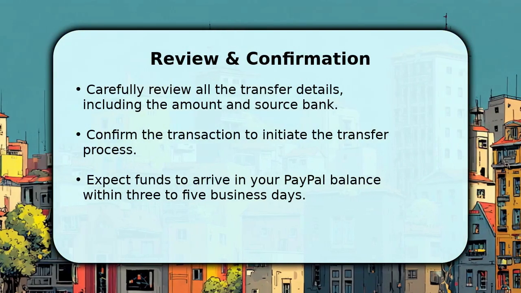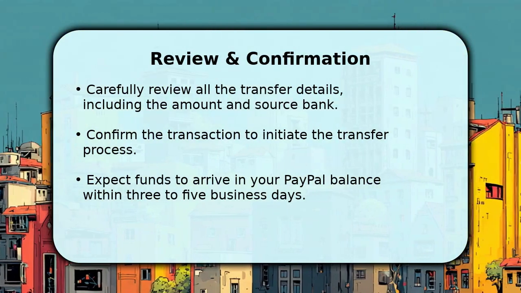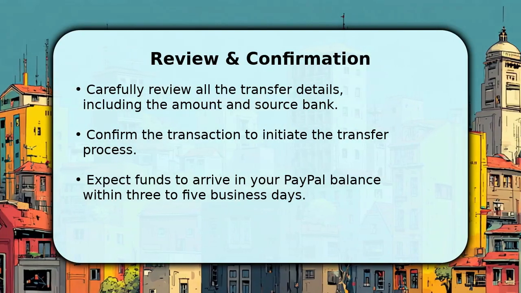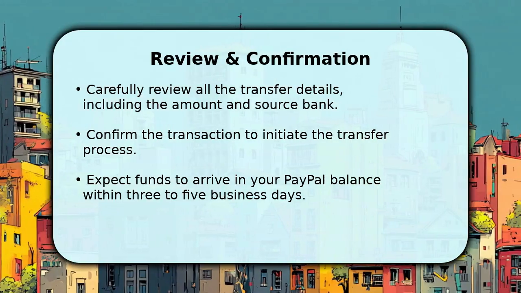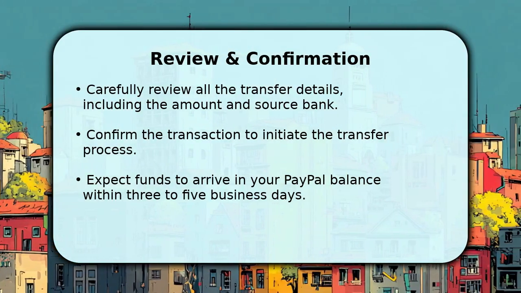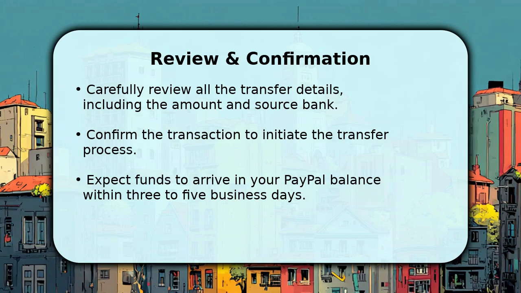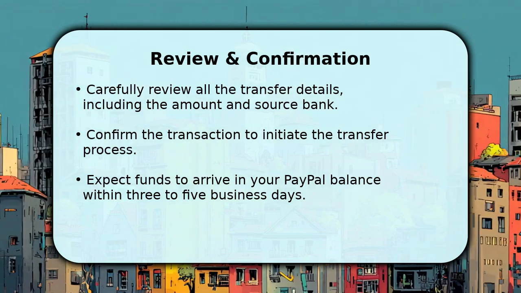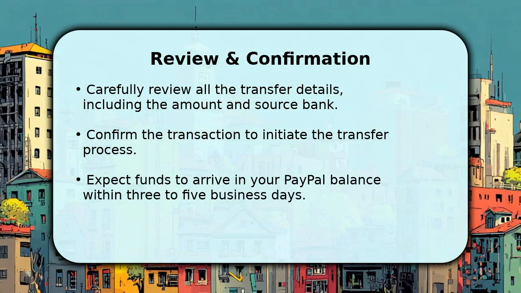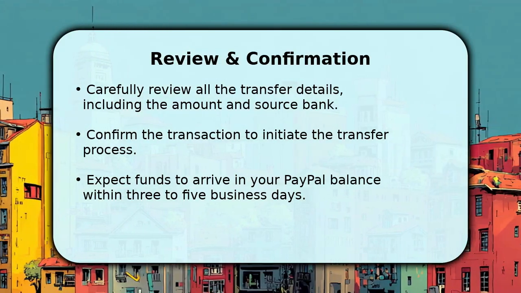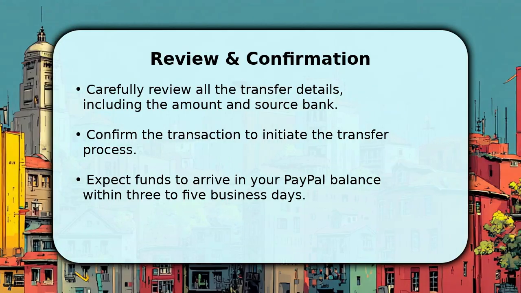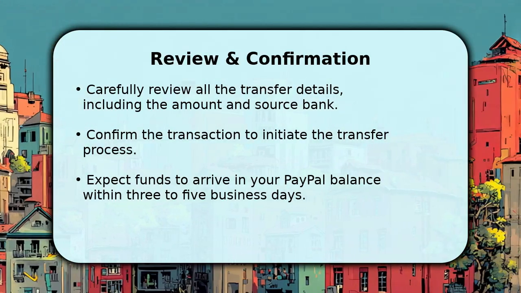Before finalizing, please carefully review all the transfer details displayed on your screen. Double-check the exact amount you are transferring and ensure the correct linked bank account is selected as the source. Once you are certain everything is accurate, confirm the transaction to initiate the transfer process. You can generally expect these funds to arrive in your PayPal balance within 3 to 5 business days, though sometimes it may be quicker.